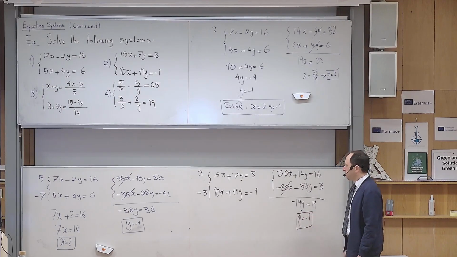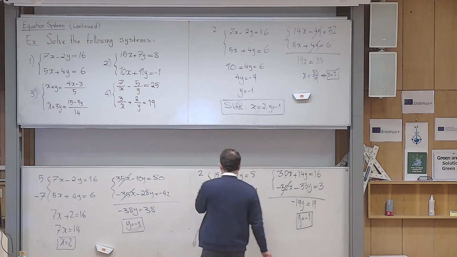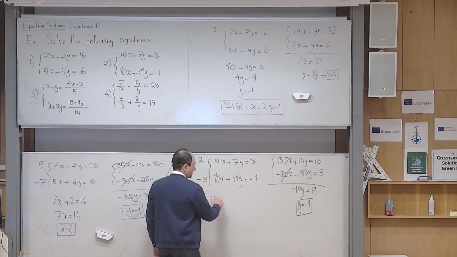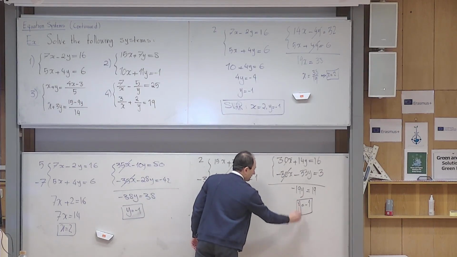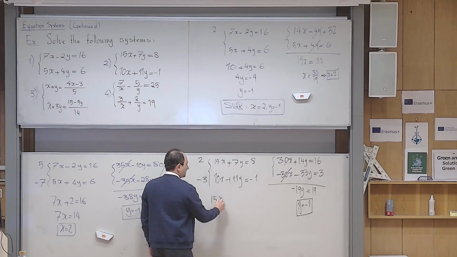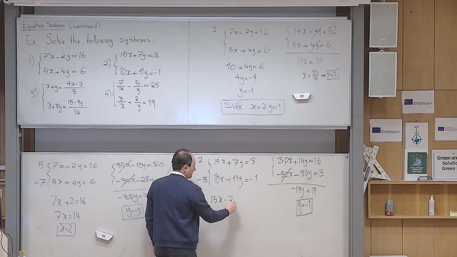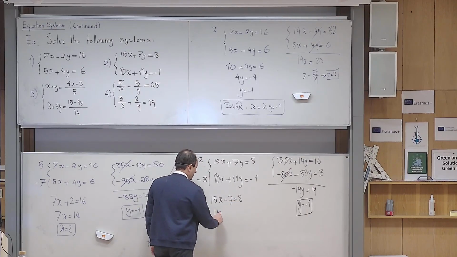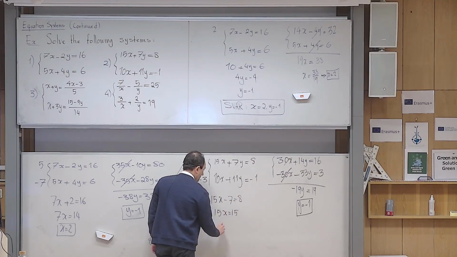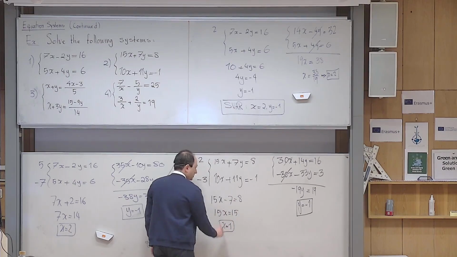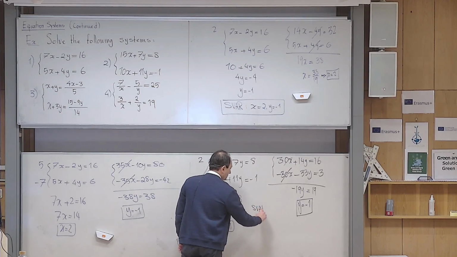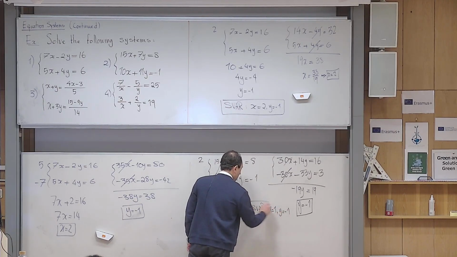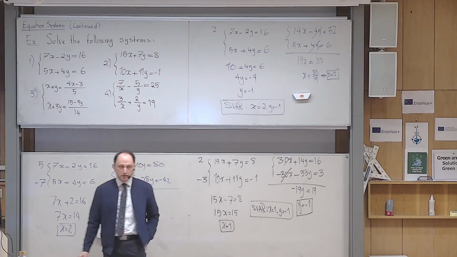When y is found, I go back to one of the original equations with the smaller numbers in it. Here, 15x. This is not g, this is y. So, 15x, 7y is minus 7, is equal to 8. I move to the other side, so 15x becomes 15, and x becomes 1. So the answer that you are supposed to write is x equals 1 and y equals minus 1. And that's the answer.